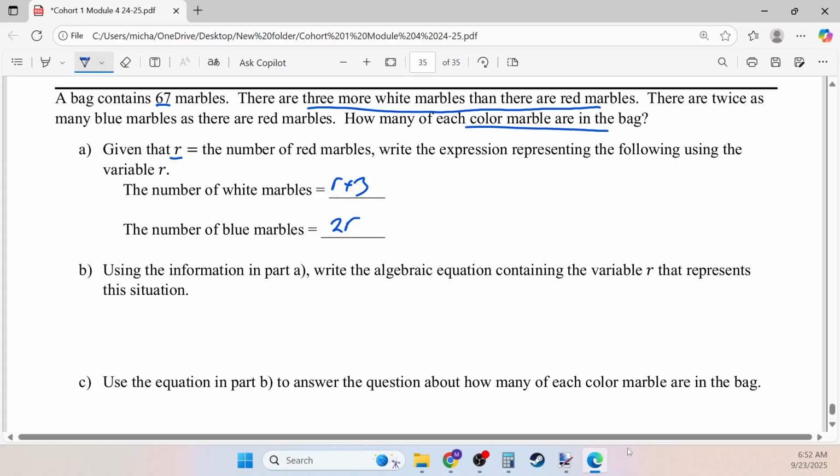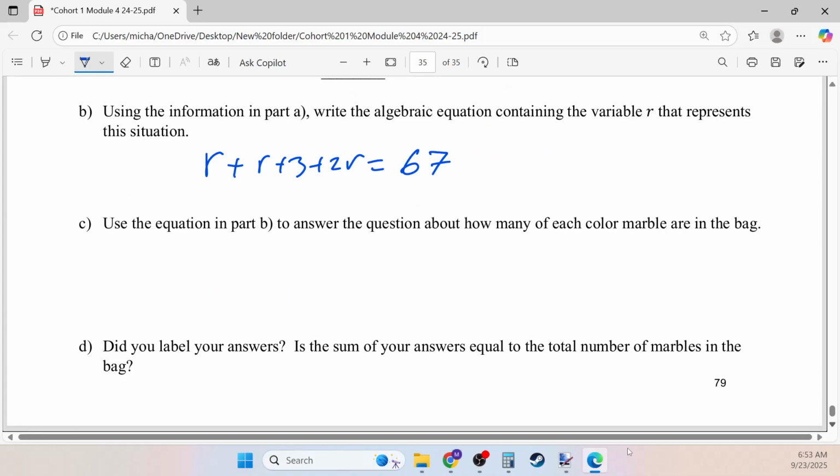Okay, so this is the setup. R is the number of red marbles, and then the other 2 numbers we have. Using the information from part A, write the algebraic expression containing the variable R that represents the situation. Red plus white plus blue, that's our total, which is 67. Use the equation in part B to answer the question about how many.